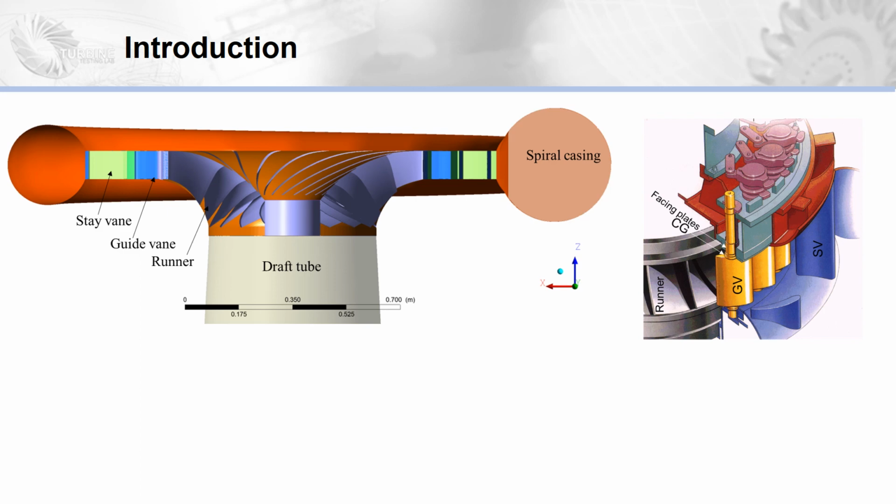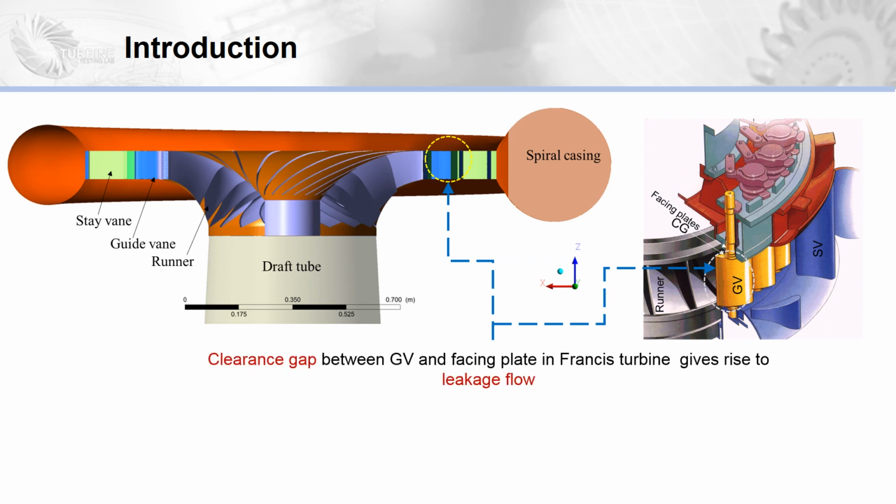However, the size of the clearance gap increases due to the hydrostatic pressure between guide vane and the facing plate. And this is the reason the clearance gap in the guide vane exists. The clearance gap between the guide vane and facing plate gives rise to the leakage flow. Now let me discuss in more detail the development of the leakage flow and its consequences due to the sediment content.